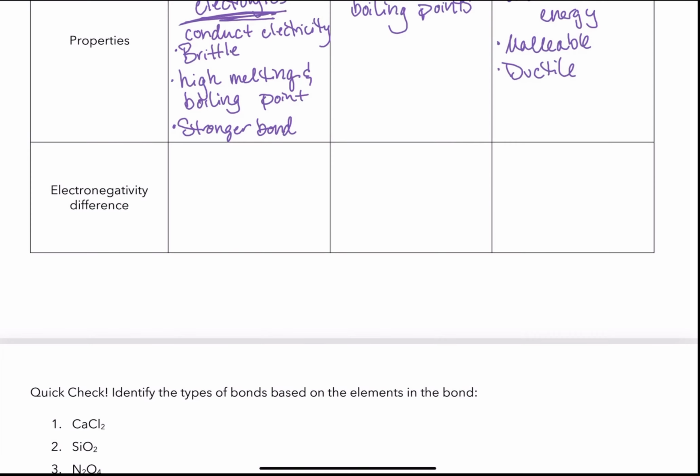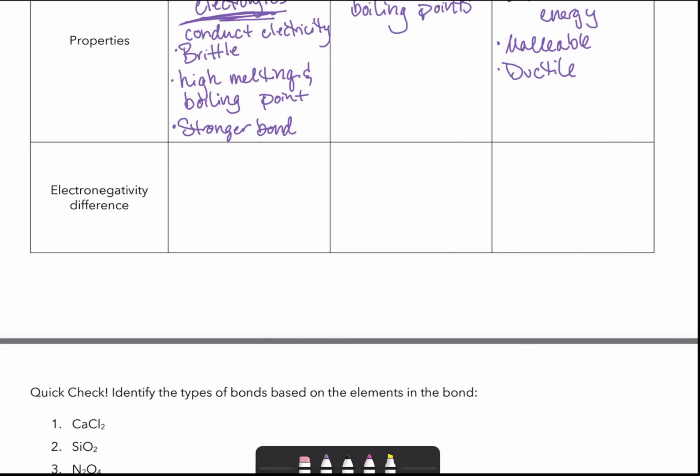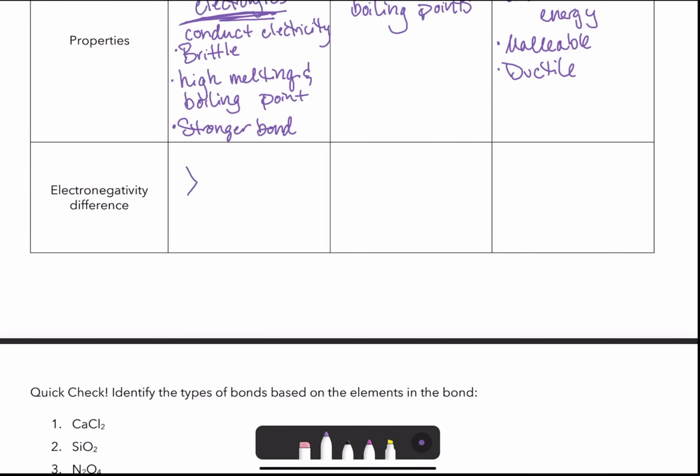So if you have an electronegativity difference that is greater than or equal to 1.7, you're going to have an ionic bond. Covalent bonds, we are going to divide into two categories. And the first one is a polar covalent bond. We'll talk more about what that means in a little bit. And a polar covalent bond is going to be the values 0.3 to 1.7 of electronegativity differences.